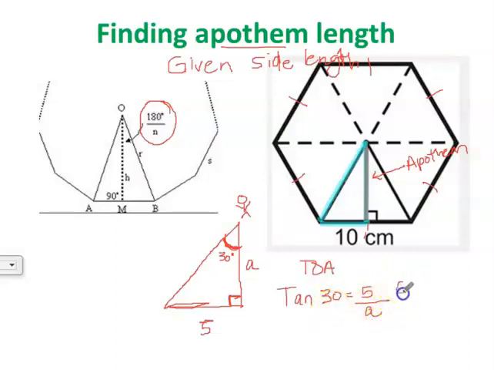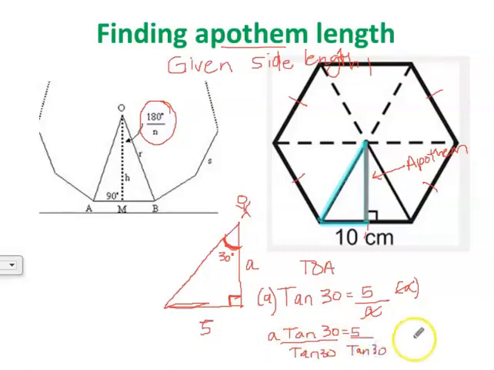Now to solve for A, we're going to multiply each side by A to get that A out of our denominator. Then we can divide each side by tangent 30, because now we really have A times tangent 30 equals 5, so we're going to divide each side by tangent 30. I'm going to let my calculator do the work. I'm going to type in 5 divided by tangent 30, and it looks like I get 8.7 when I round. So my apothem here is equal to 8.7.